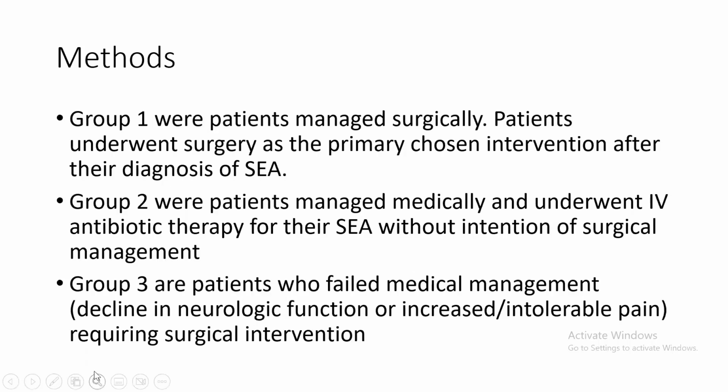What they did was divide these patients, once identified, into three different groups. The first group was managed just surgically, and the second group was managed medically with IV antibiotics without the use of surgical management. Group 3 were those who failed medical management, with an indication of decreased neurological function or increased pain, and then required surgical intervention. So that was the crossover group that failed, and they made a third group for that.